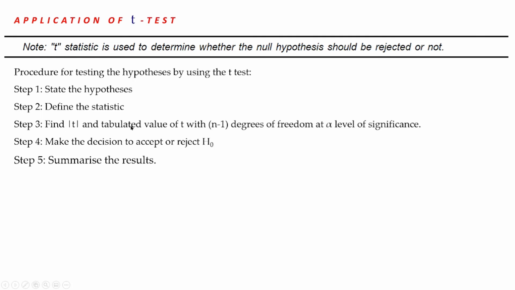Now coming to the procedure for testing the hypothesis by using the t-test. The first step is we have to state the hypothesis. So we have to state what is the null hypothesis H0 and the alternate hypothesis H1. And then the second step is define the statistic. So we just now saw the student's statistic, it is given by t equal to x bar minus mu upon s by root n. That is the second step.